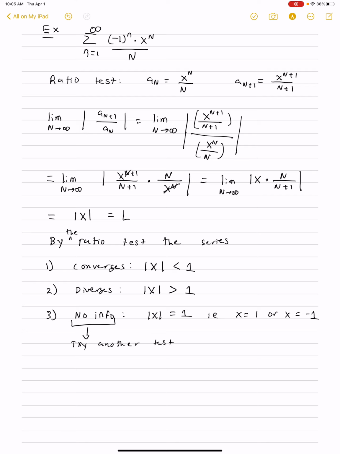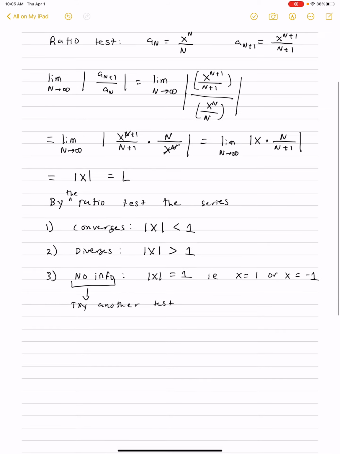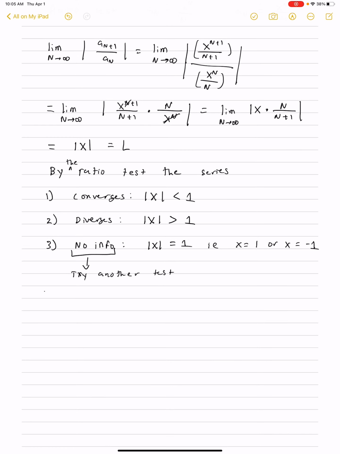And we're going to do exactly that. So right now, it's very, very similar to our opening example. Diverges for bigger than 1, converges for less than 1. But let's investigate what happens if x equals 1.